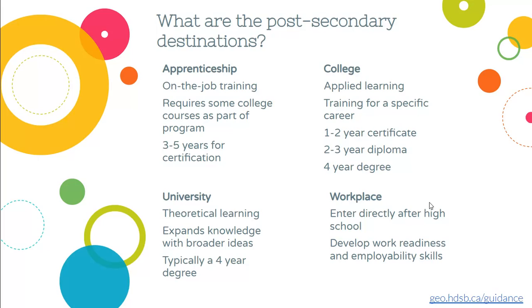For college, this is more applied learning and it's training for a specific career, a lot more hands-on in comparison to university programming. College can be a 1 to 2 year certificate, a 2 to 3 year diploma or advanced diploma, or even a 4-year degree at Ontario colleges. University is certainly more theoretical thinking and expands the knowledge with much more broader ideas, and it's typically about a 4-year degree. And then workplace is something that you would enter directly after high school, where you develop your work readiness skills and your employability skills.